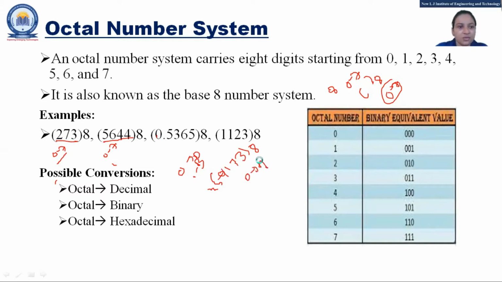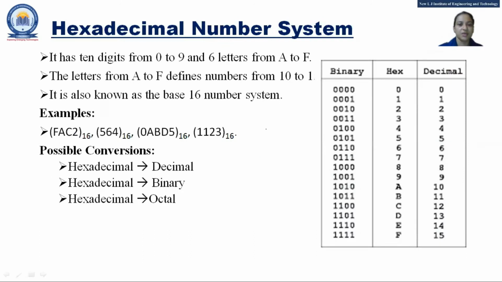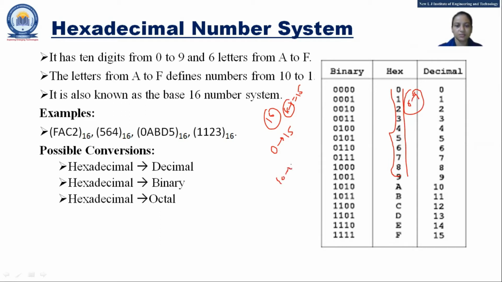hexadecimal. Now next is the hex number system, and we all know hexadecimal means base 16. So the numbers go from 16 minus 1, base minus 1, that is 15. So the number range is from 0 to 15. Now from 0 to 9, hex digits are similar to decimal digits, as you can see from the screen, and the remaining 10 to 15 are represented as: 10 is A, 11 is B, 12 is C, 13 is D, 14 is E, and 15 is F.